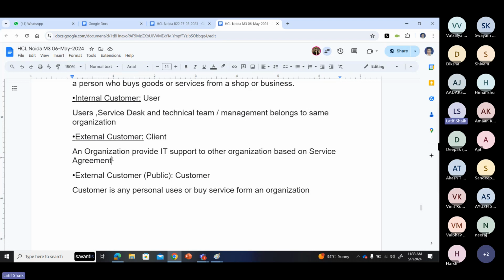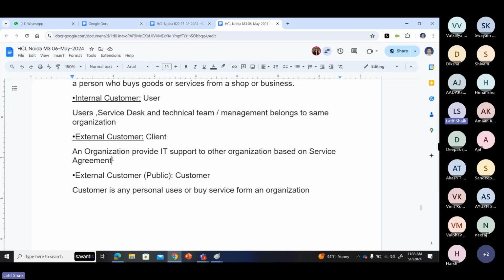Okay. So what is an external customer? It's a different organization. We are supporting a different organization, and that organization's people are external customers or clients. Who are the internal customers? Those who are working in the same organization as the service desk organization. So I said there are two, but I made them three for our division purpose.